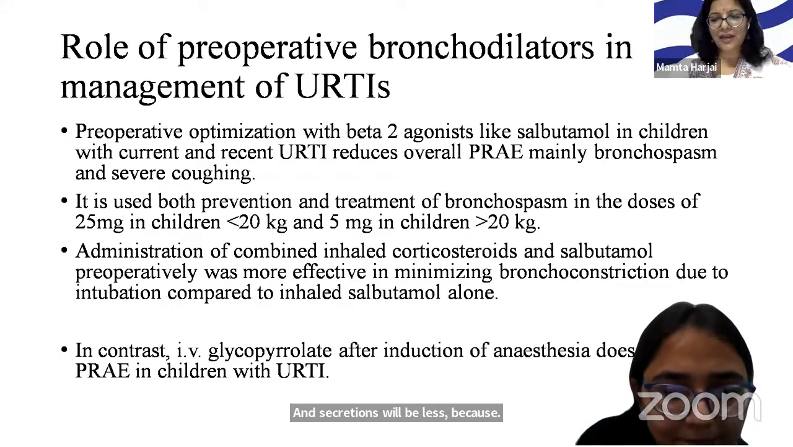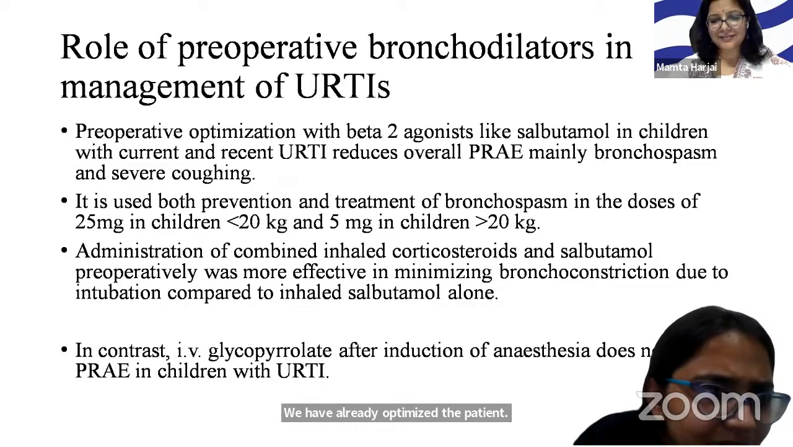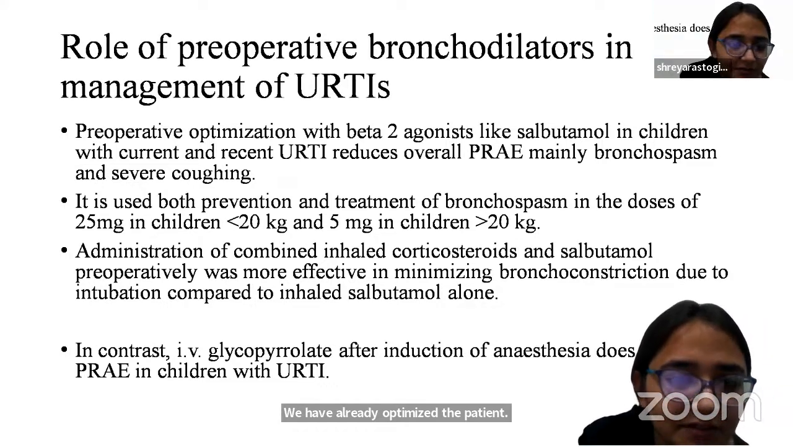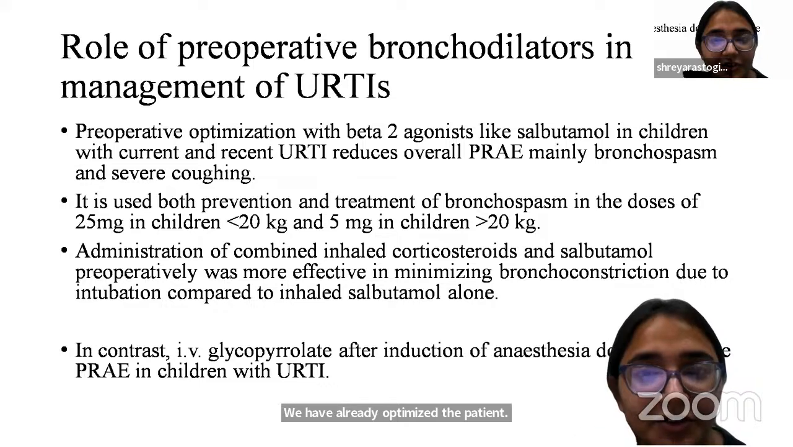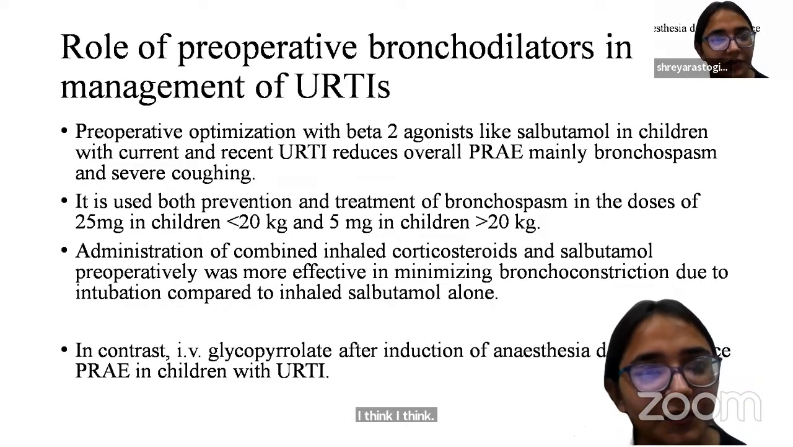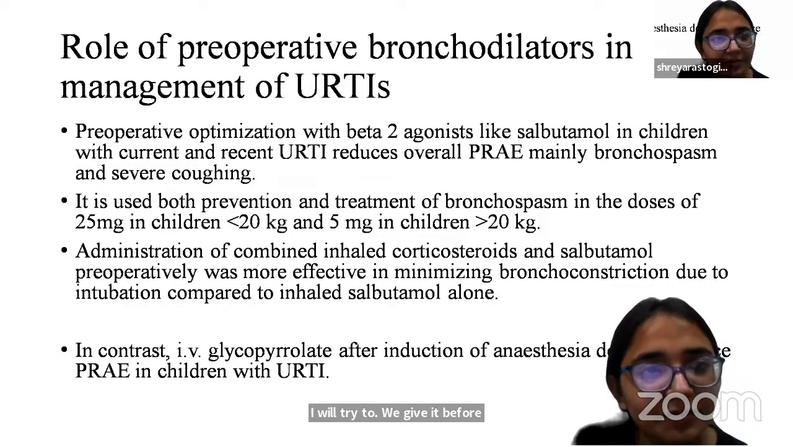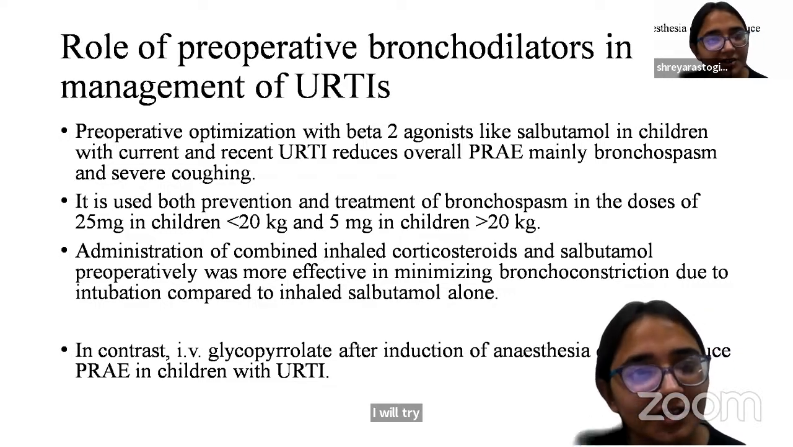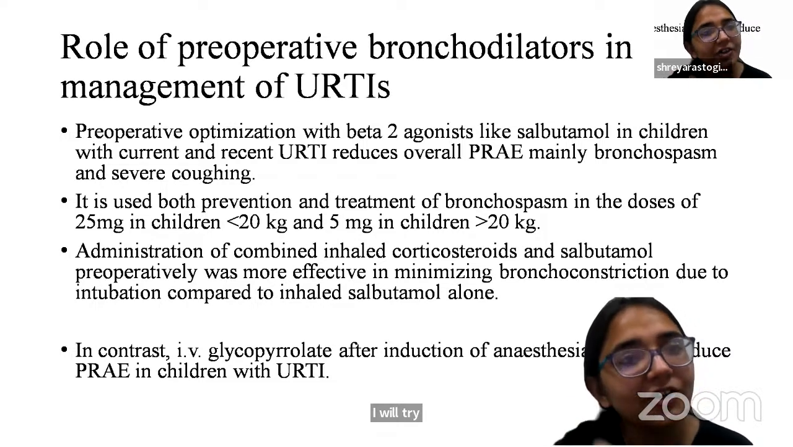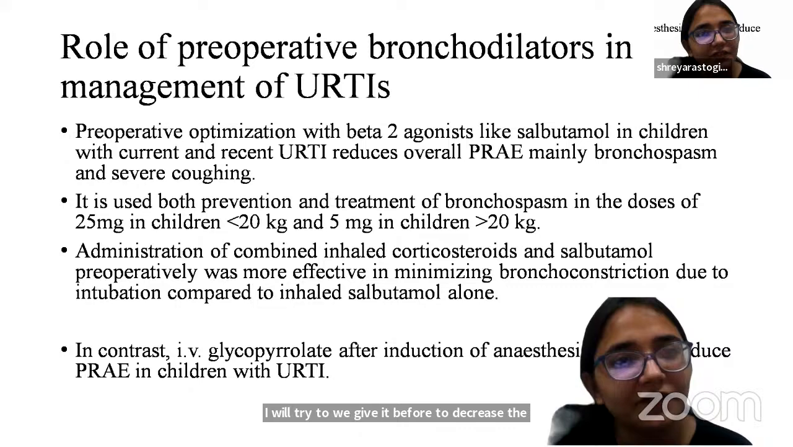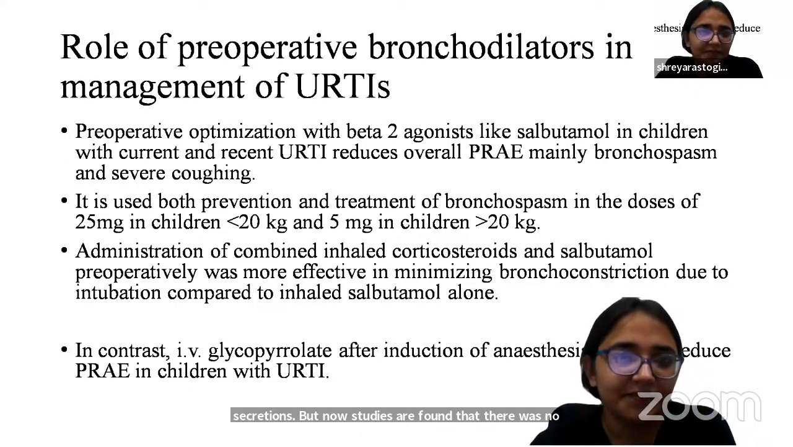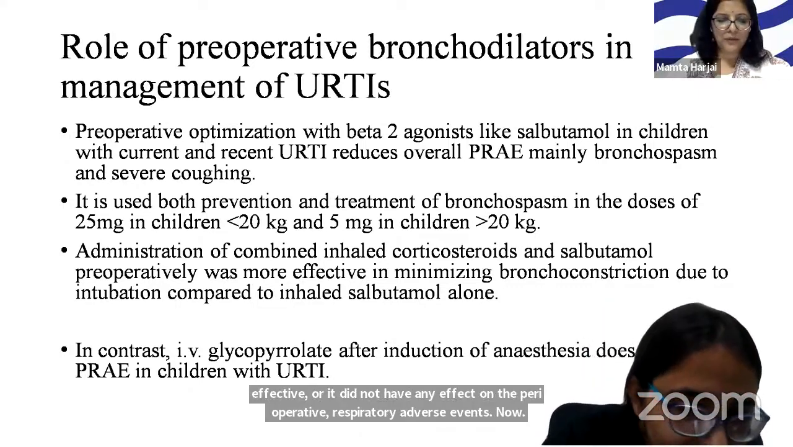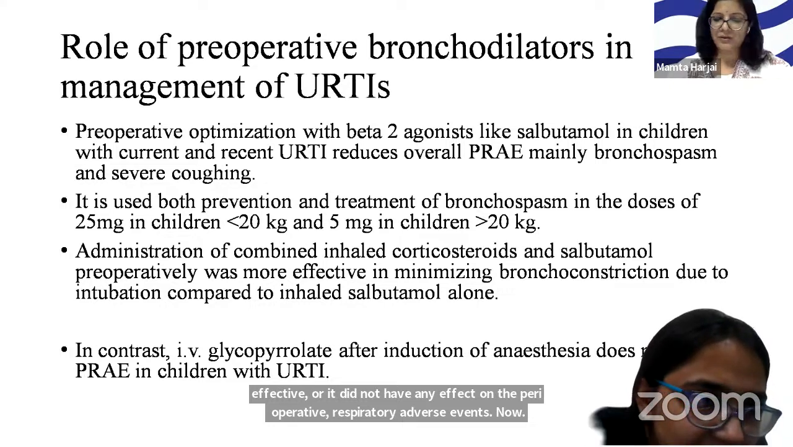What about the use of IV glycopyrrolate? Ma'am, IV glycopyrrolate, we give it before to decrease the secretions, but ma'am, studies have found that there was no role after induction. They did not find that glycopyrrolate was effective, or that it had any effect on the perioperative respiratory adverse events, ma'am. Okay. And what is the role of topical lignocaine in reducing laryngospasm?